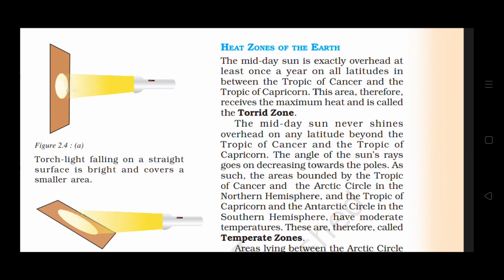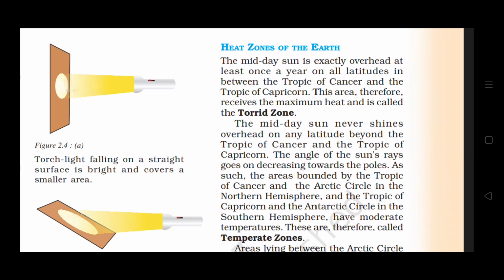Those areas on earth are called heat zones. So we would be discussing more in depth about those zones. Let us read and try to understand. The midday sun is exactly overhead at least once a year on all latitudes in between the Tropic of Cancer and the Tropic of Capricorn. So that is what is being said.